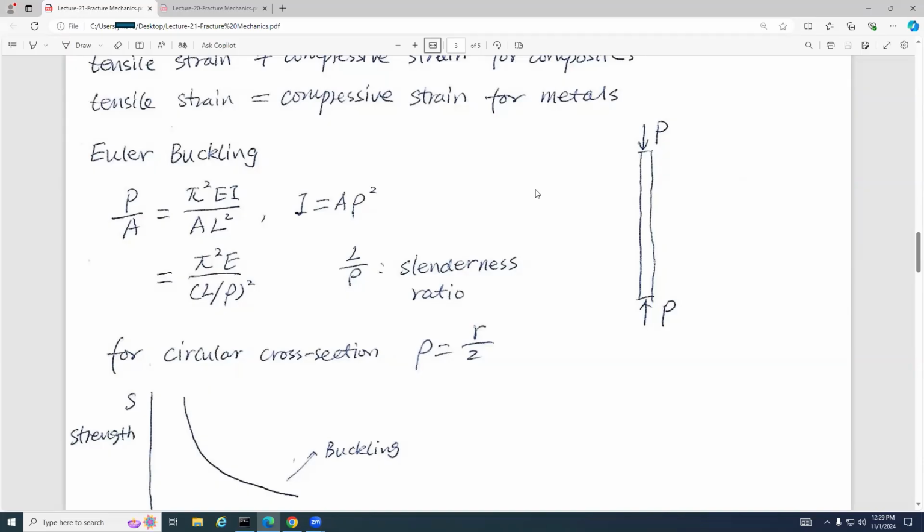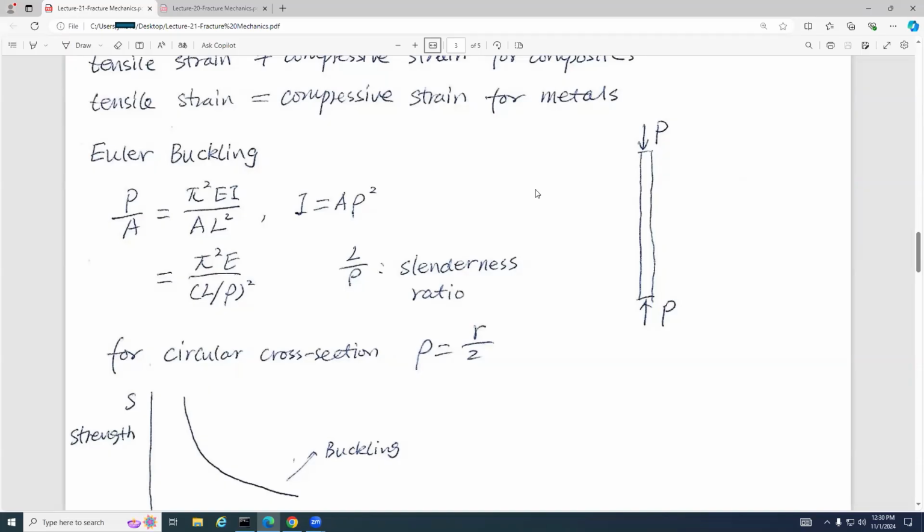I is the area moment of inertia. I equals A rho squared, where A is the cross-sectional area and rho is the radius of gyration. If we put this rho inside, we can introduce another concept, L over rho. This is called the slenderness ratio, and it is used to measure how slender this beam is.